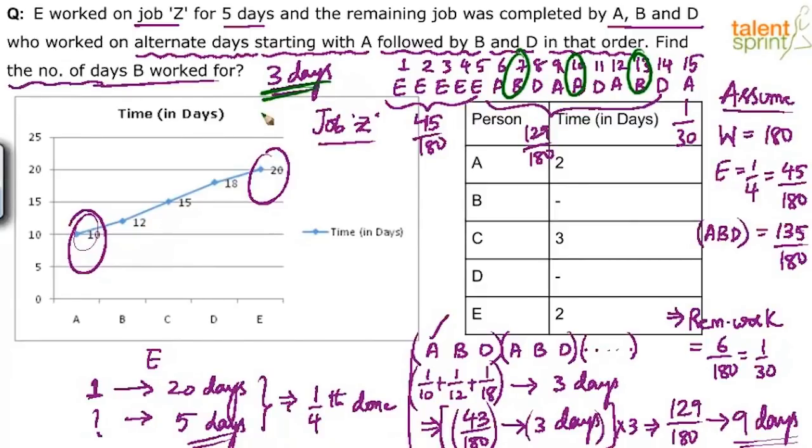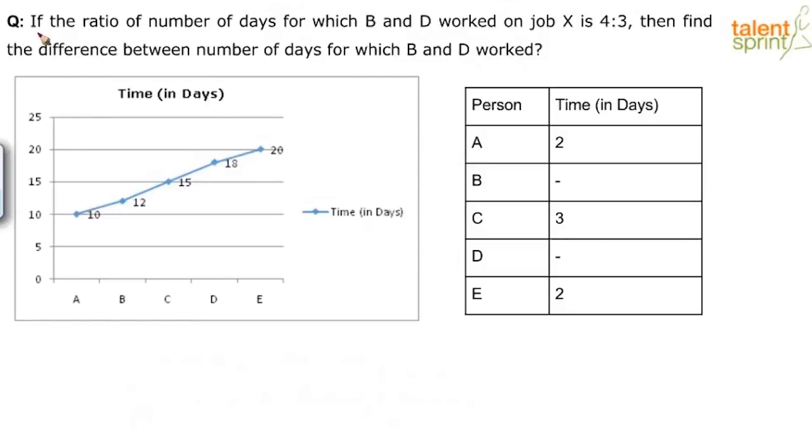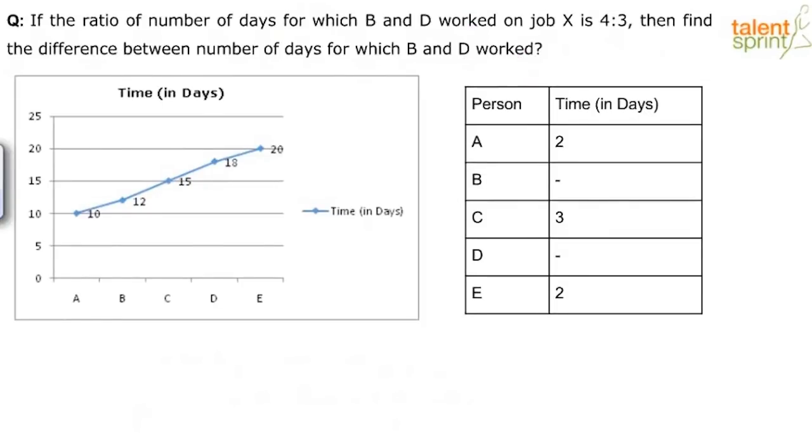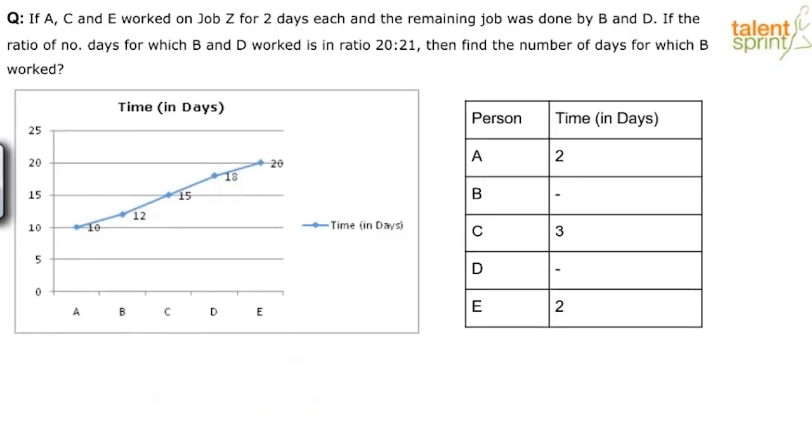I hope you have followed this. Alright, so here's the question. It says, if the ratio of number of days for which B and D worked on job X is 4:3, then find the difference between the number of days for which B and D worked. Oh, sorry, is this the question? Hold on, I think the question was something else. Yeah, sorry. Here's the question.